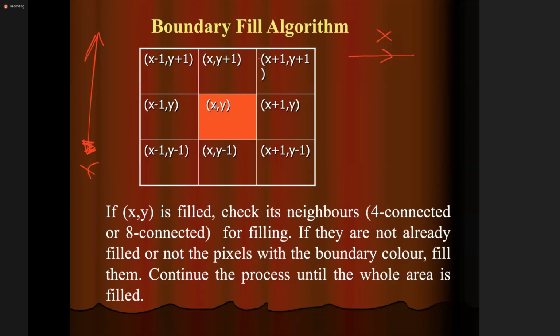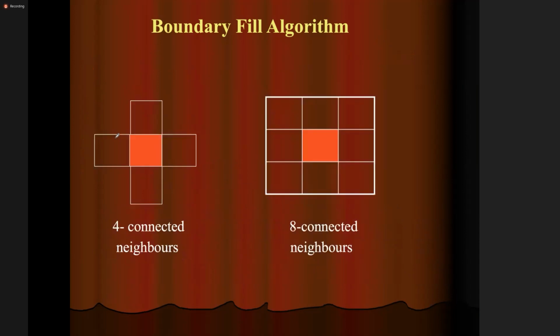Now we have clicked on this seed point, and here you can consider 8 connected neighbors or 4 connected neighbors. 4 connected neighbors means only these 4. 8 connected neighbors means all the points. There are 2 algorithms, the 8 connected neighbors algorithm and the 4 connected neighbors algorithm. Here the 4 connected neighbors, and here we are considering 8 connected neighbors.